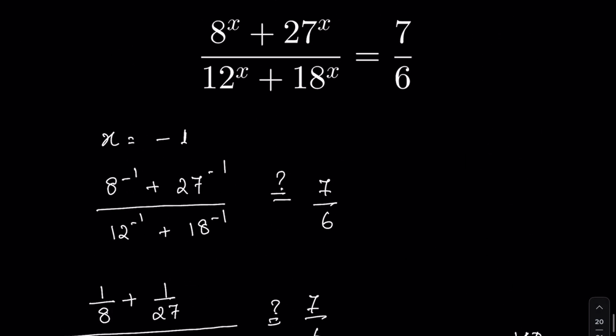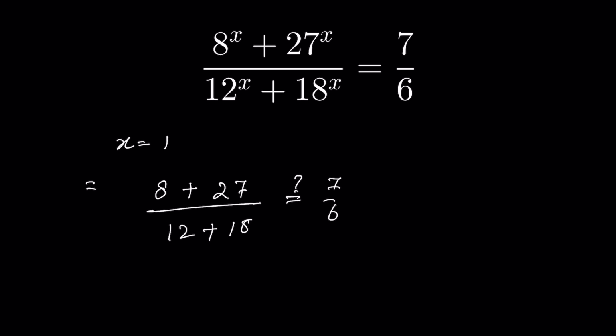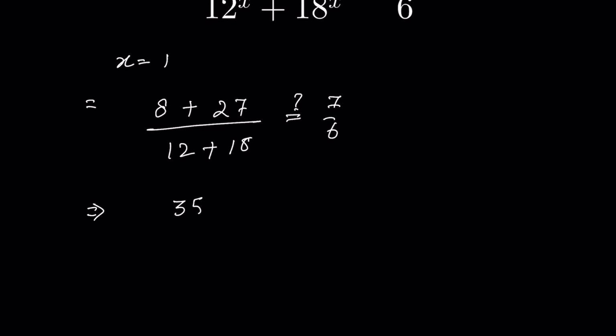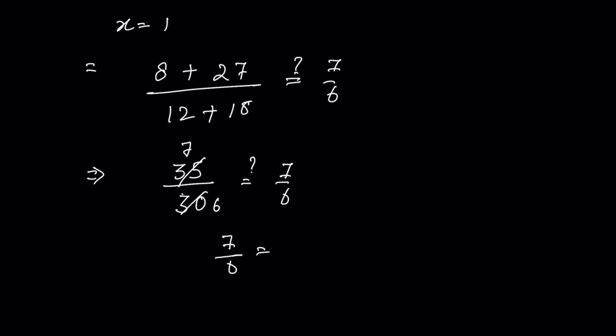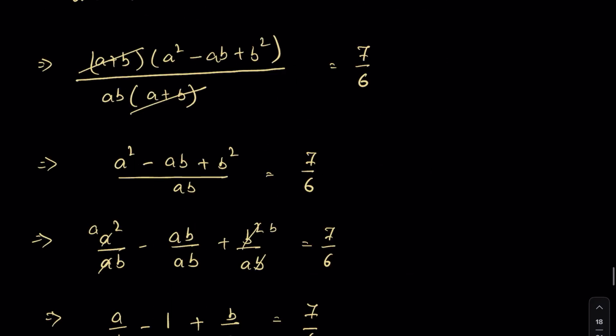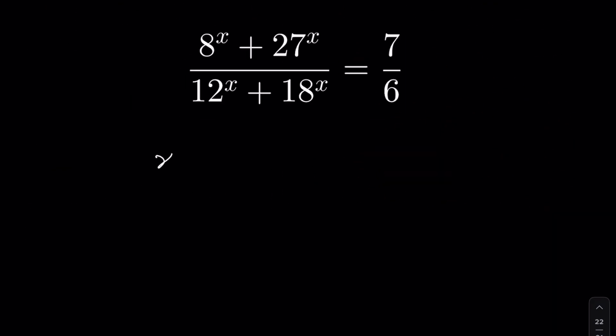x equals 1, let's check. When x equals 1, then it will be 8 plus 27 upon 12 plus 18. This should be equal to 7 upon 6. It is 35 upon 30. 5 times 7 is 35. 5 times 6 is 30. LHS equals RHS. Therefore, two values for x will be x equals minus 1 or x equals 1.